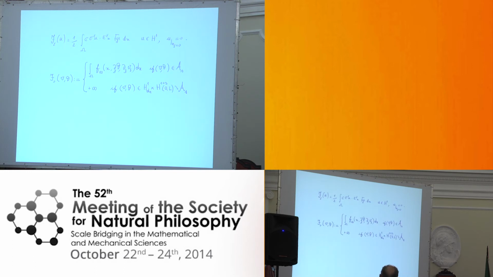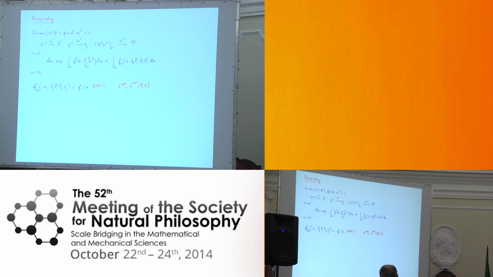And the final theorem is the following. If we define F naught of V, theta like in this form, if the pair V, theta belongs to A_S, and plus infinity outside, then F naught is the gamma limit of 1 over delta epsilon squared times F epsilon. And there is here a recovery.